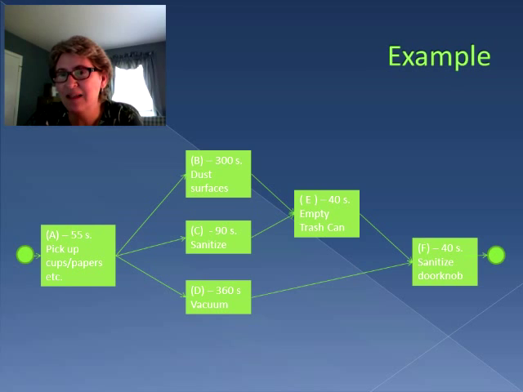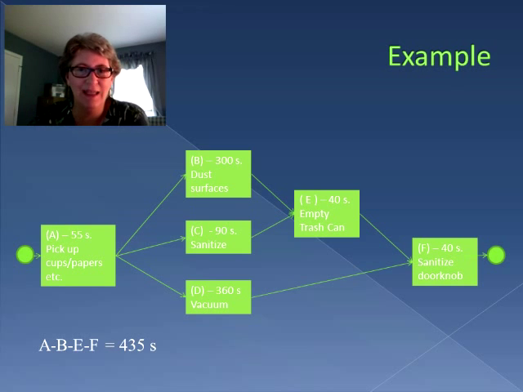So how long is it actually taking us to complete this entire process? What we need to do is take a look at all of the different ways we can get through this process flow diagram. Notice from A, we branch off into 3 different areas, going from A to B to E to F. That's one way through the process. And if we take a look at that path and we add up all the times on the activities of that path, A, B, E, and F, that path takes 435 seconds.